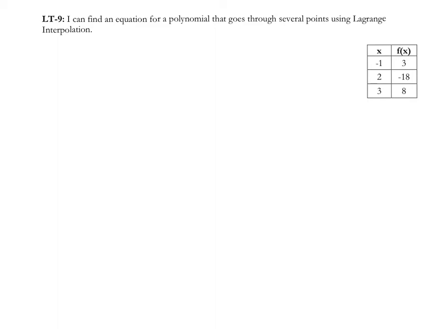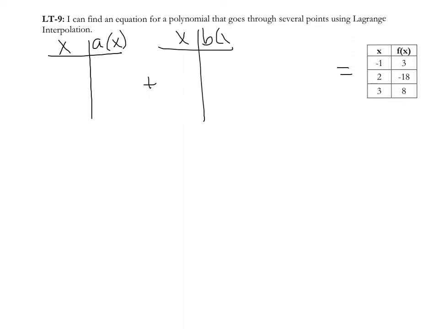So here's what I mean by that. We're going to say that our original table is equal to the sum of three other tables. For the first one, I'm going to call it a of x. The second one I'm going to call b of x. And the third one I'm going to call c of x. Within each of these tables, I'm going to keep one of the f of x values the same and change the other two to be 0. And we'll see why that's helpful in just a second.